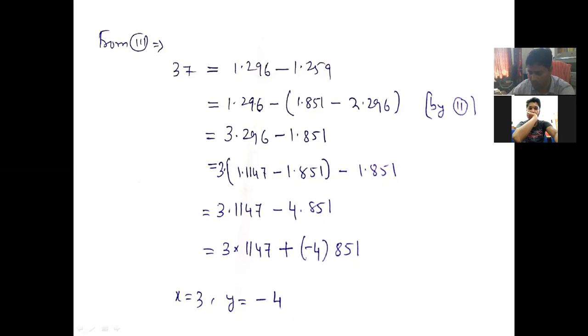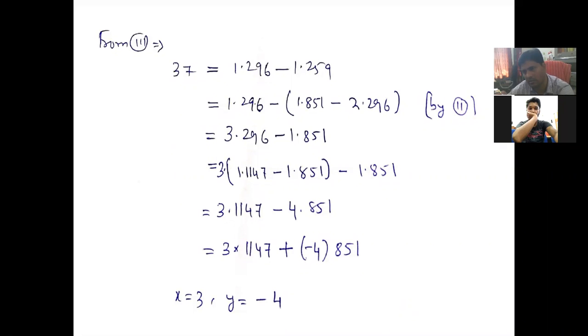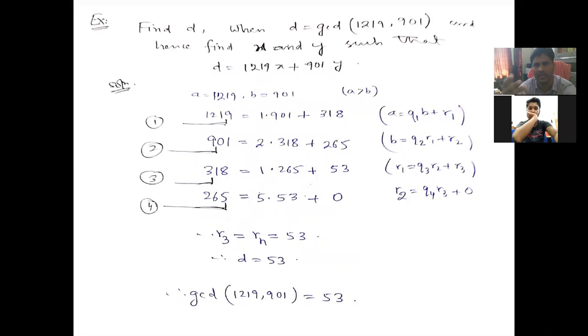Whichever two numbers you have, you have to apply this method to find your GCD. Okay, now another example, it is solved here. You can see: find d when d equals GCD of this, and hence find x and y such that d equals 1219x plus 901y. Look at this. Sometimes you can get a larger number, so you have to calculate, some steps will be there.